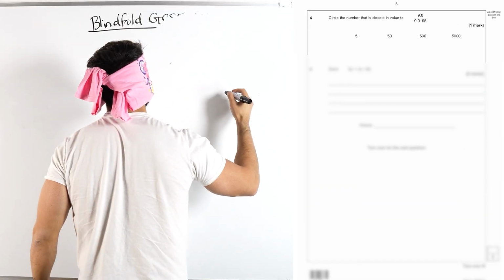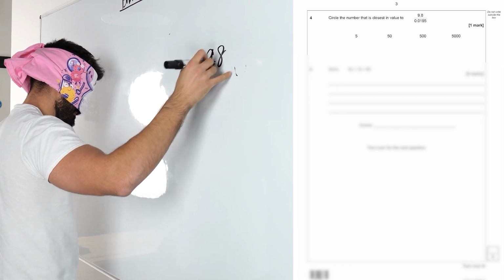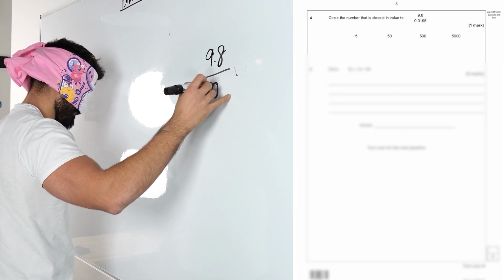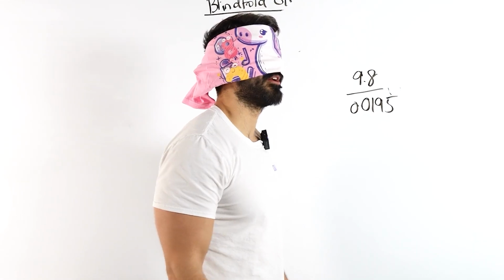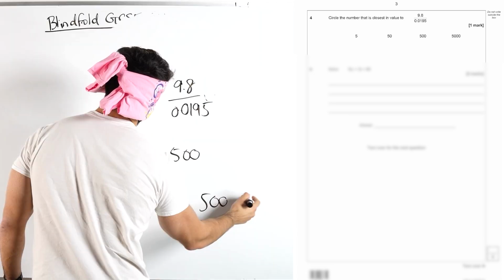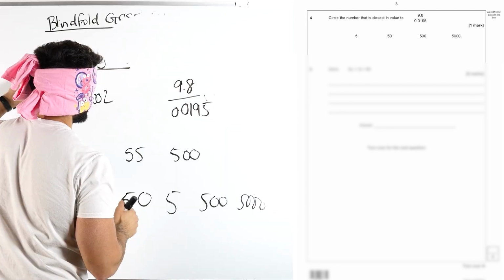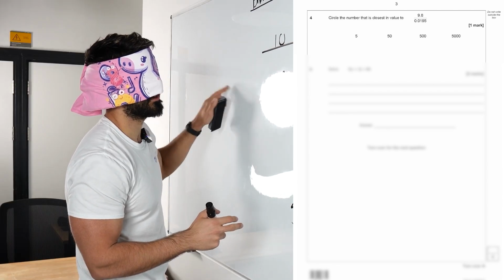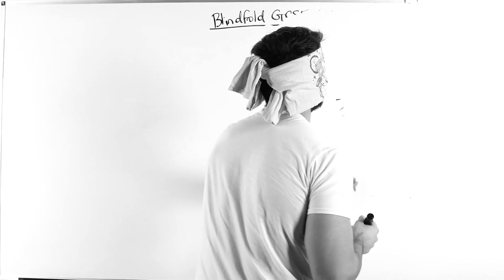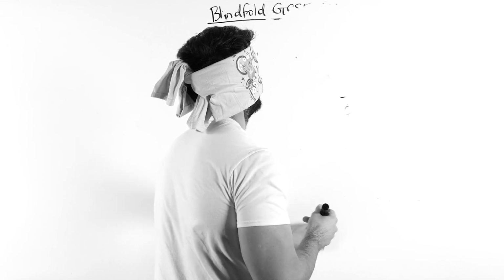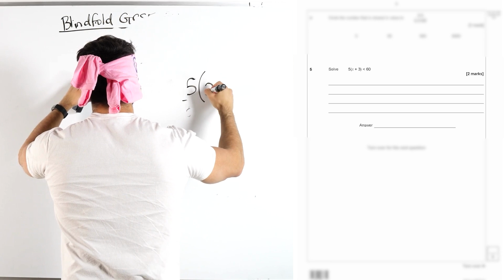Next question. Circle the number that is closest in value to 9.8 divided by 0.00195. What are my options? Okay, it's like 5 times different powers of 10. So that's 5 times 1,000. Was 5,000 an answer? Yeah, 5,000. Okay, cool.